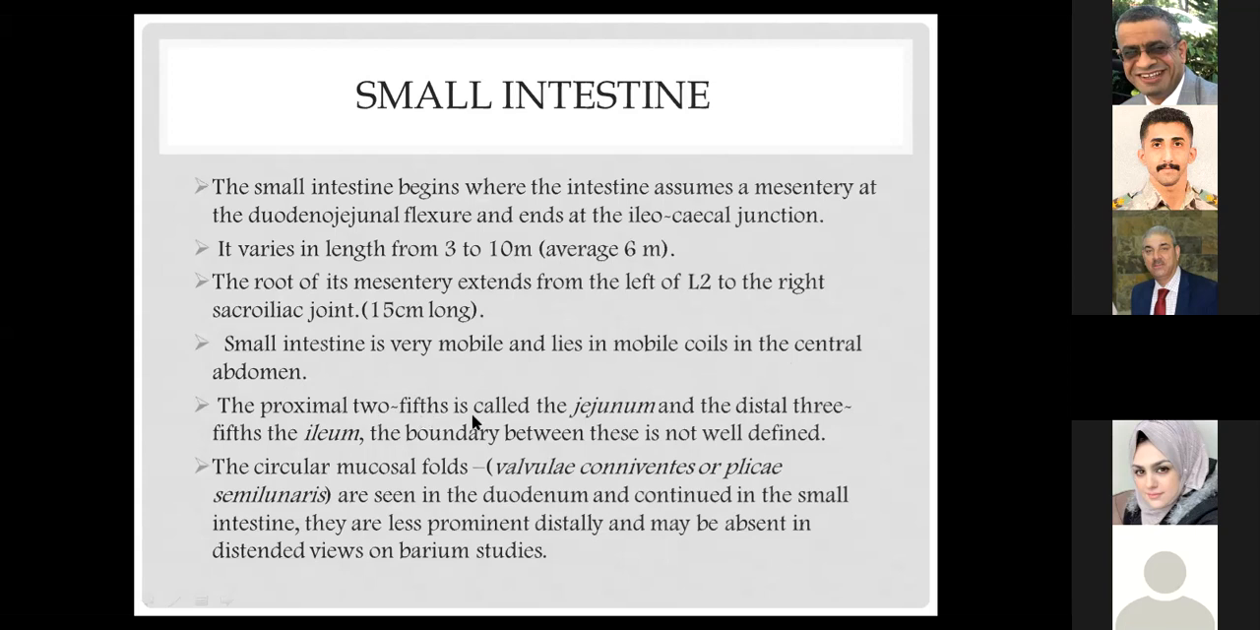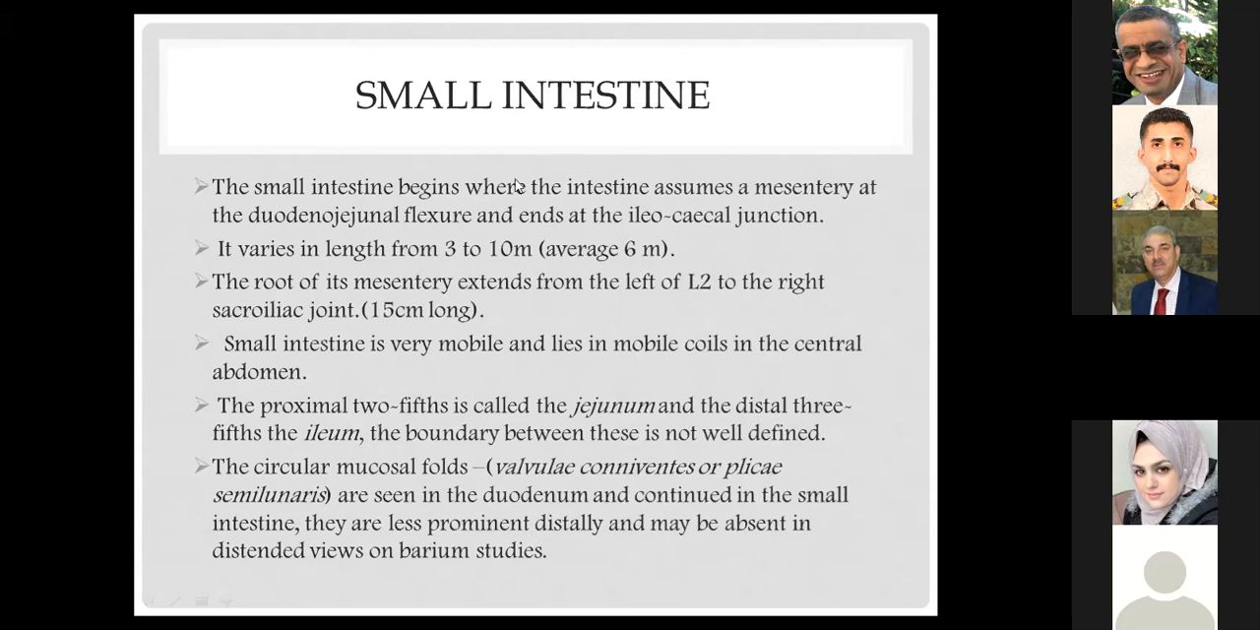The proximal 2/5 is called jejunum and the distal 3/5 ileum. The circular mucosal folds, which are called valvulae conniventes or plicae circulares, are seen in the duodenum and continue in the small intestine. They are less prominent distally and may be absent in a distended view on barium study.